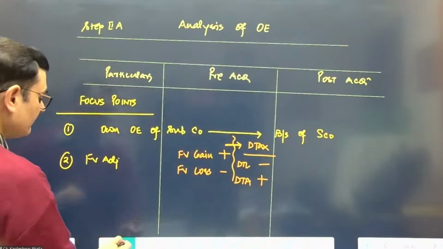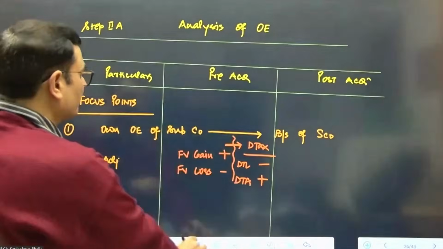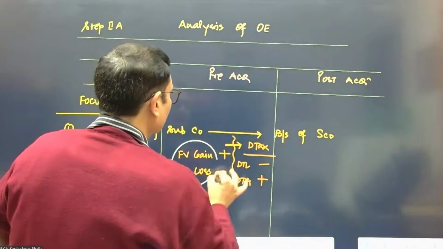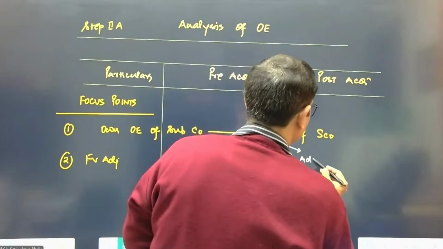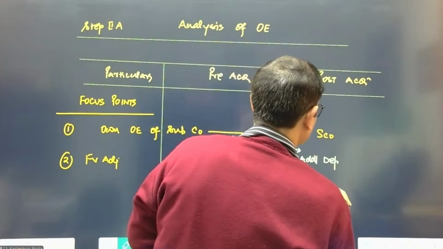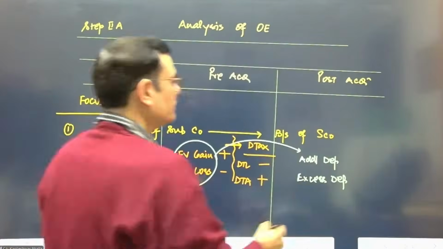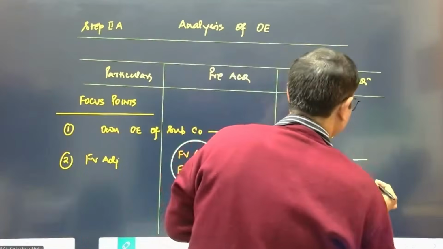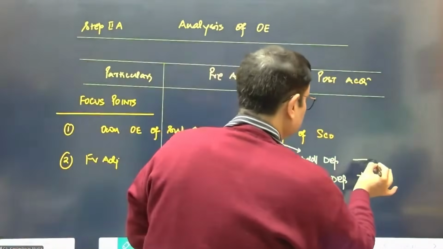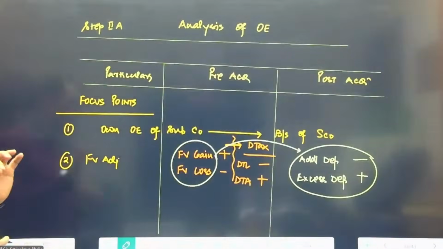Next. Now watch this carefully. When you consider the fair value gains and loss, can I say this fair value gain or loss will also lead to additional depreciation? Or can I say reversal of excess depreciation? Correct? Yes, sir. So additional depreciation would be a minus and the excess depreciation is going to be a plus. So this is connecting the fair value gain or loss and, in the post acquisition, the additional depreciation. Next.